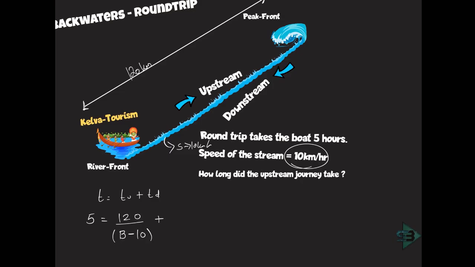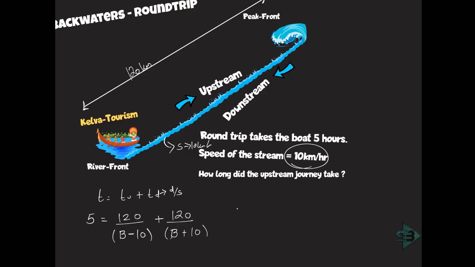Plus I'll write downstream, which will again be equal to what? Just like upstream, distance upon speed. Distance is nothing but 120. Speed, since it's a downstream, I'll write it as B plus S. And S is nothing but again 10 kilometer per hour. So I'll write it here as this. So this is one equation that I can see which is formed. And now I'll have to go ahead and get this B out of this, because B is the only variable in this. So let's go ahead and solve this.